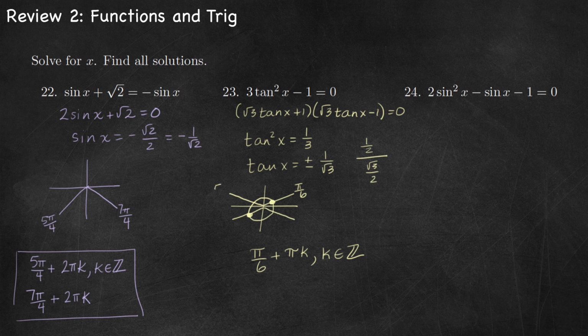And then over here we have 5 pi over 6, or we could also say negative pi over 6. In any case, if we start at 5 pi over 6, or if we start at negative pi over 6 and we add pi, we keep getting more and more solutions, or if we subtract pi. So we could say 5 pi over 6 plus pi k, or I could say negative pi over 6 plus pi k. If I have pi over 6 plus pi k and negative pi over 6 plus pi k, then the simplest way to express this is just plus or minus pi over 6 plus pi k.